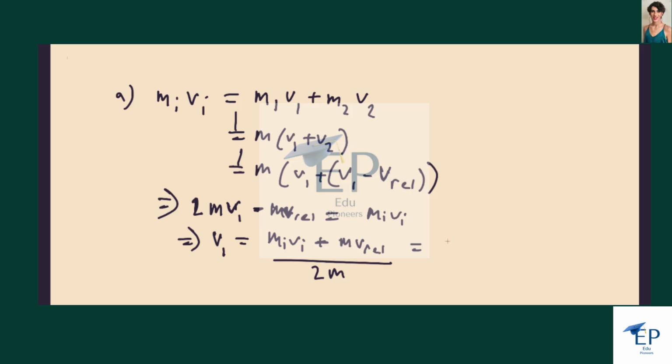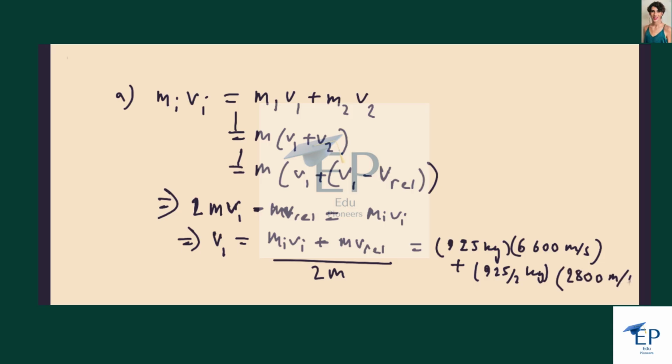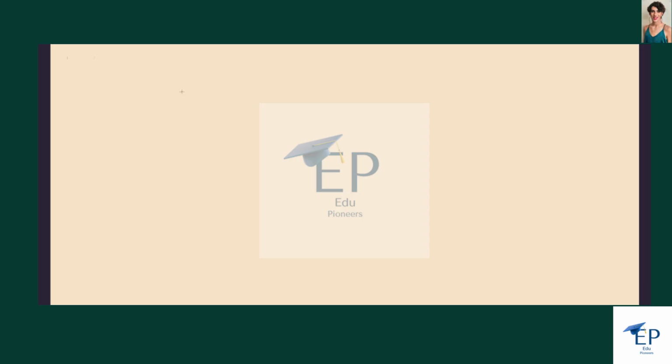Okay, and so initial mass is 925 kilograms times initial velocity is 6,600 meters per second, plus 925 over 2 kilograms, because equal mass sections, times relative velocity, which is 2,800 meters per second. You divide that by 2 times 925 over 2. As a matter of fact, let's move to the next page to continue with this.